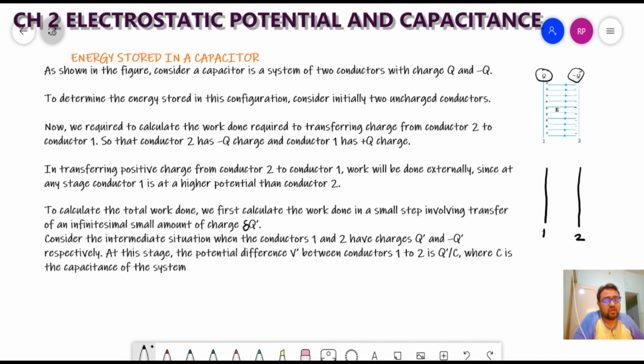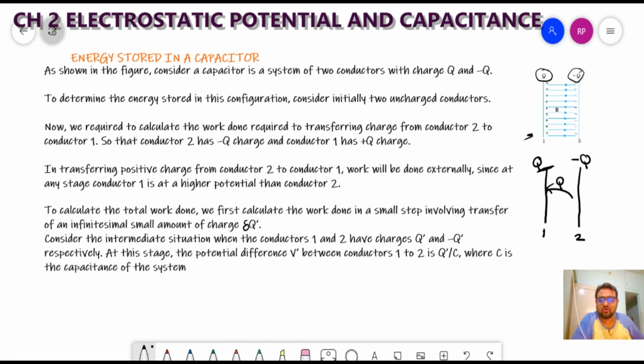Okay, now if I want this situation, then I need to transfer charge Q from conductor 2 to conductor 1, so that conductor 1 will have charge plus Q and conductor 2 will have charge minus Q. Okay, so in transferring a positive charge from conductor 2 to conductor 1, work will be done externally, because at any time the potential of conductor 1 will be higher compared to conductor 2. So work must be done externally, and that work done is stored in the form of energy.